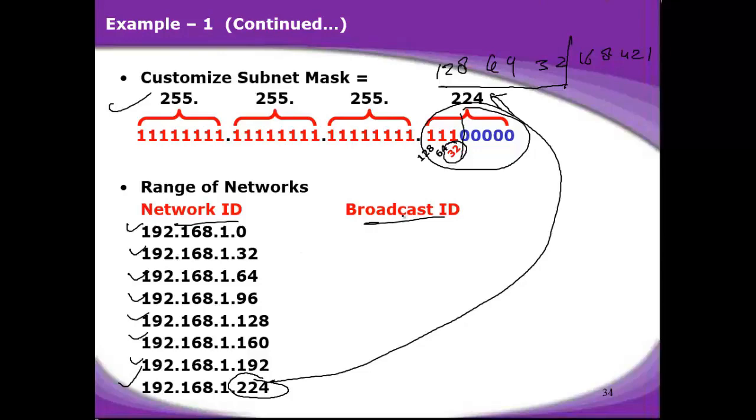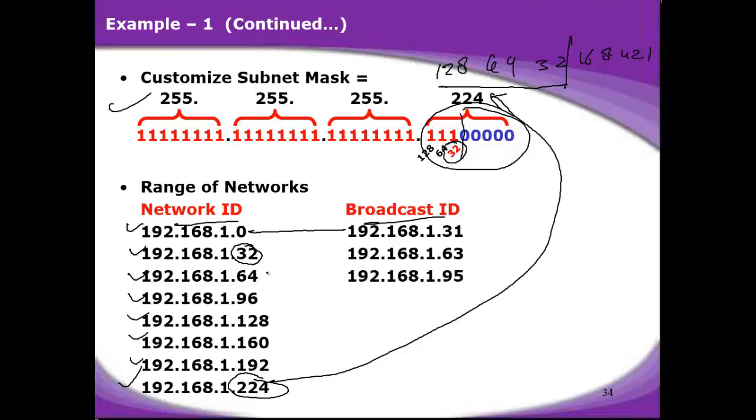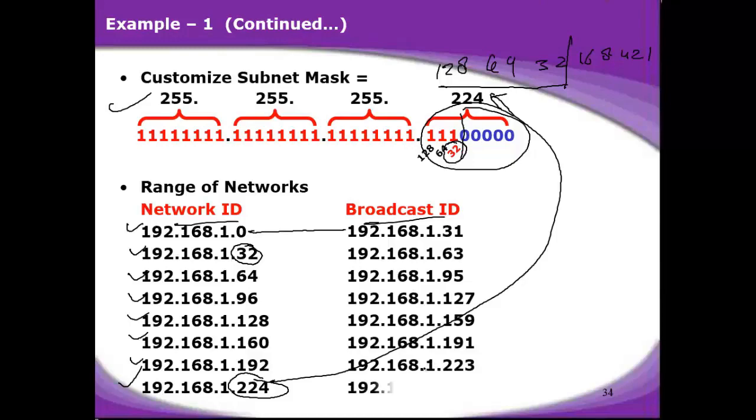Now the next question is, what is the broadcast ID for this subnet ID? The broadcast ID for this subnet ID is 1 less than the next subnet ID. So 1.31. You subtract 1 from the next subnet ID, which gives you the broadcast ID for the previous one. So, for 64, you subtract 1, and that gives you 63, the broadcast ID for this one. This is the way to do it for all the networks.